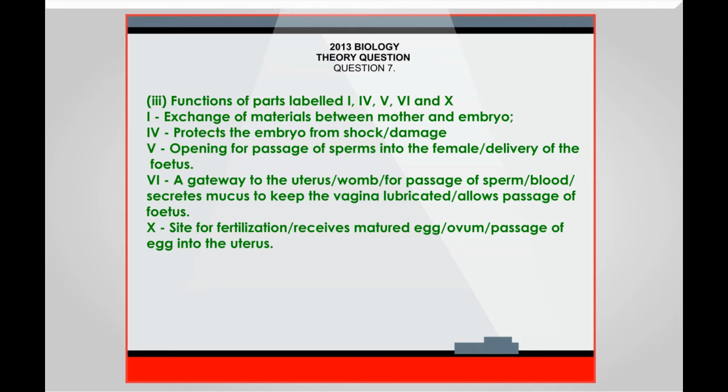VI. A gateway to the uterus/womb for passage of sperm/blood, and secretes mucus to keep the vagina lubricated/allows passage of fetus. X. Site for fertilization, receives matured egg/ovum/passage of egg into the uterus.